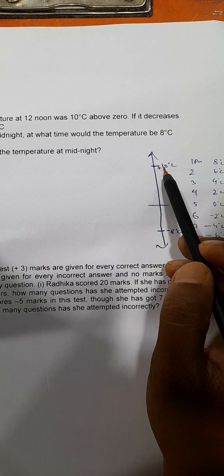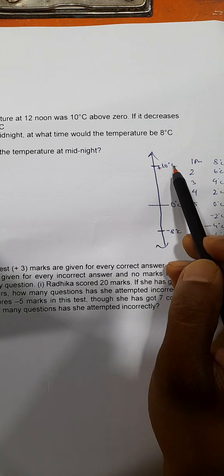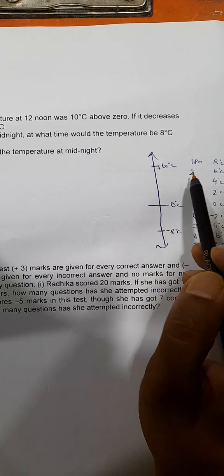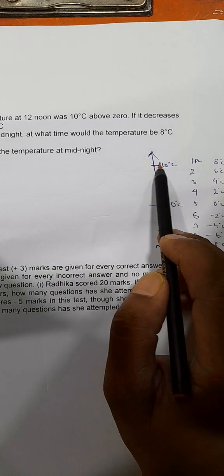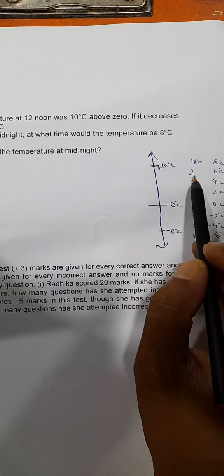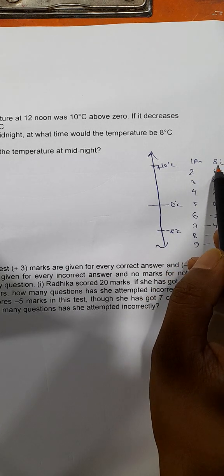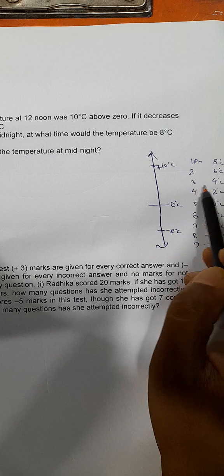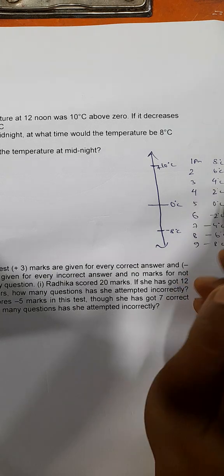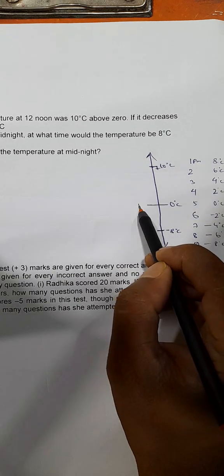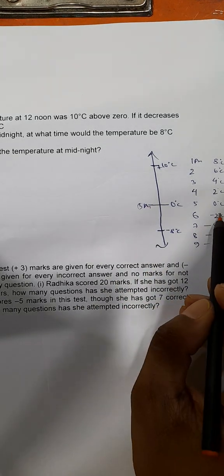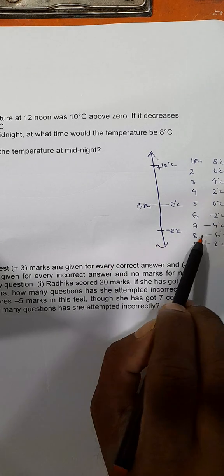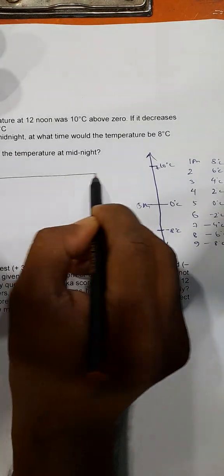At 12 noon it was 10 degrees Celsius. Now it is decreasing by 2 degrees Celsius every 1 hour. At 1 p.m. it is 8 degrees Celsius, 10 minus 2 is 8. At 2 p.m., 6, decreasing by 2 degrees Celsius. 3 p.m., 4. 4 p.m., 2 degrees Celsius. 5 p.m., at 5 p.m. it is 0 degrees Celsius. 6 p.m., it is decreasing again, minus 2 degrees Celsius. So you can draw the number line here.